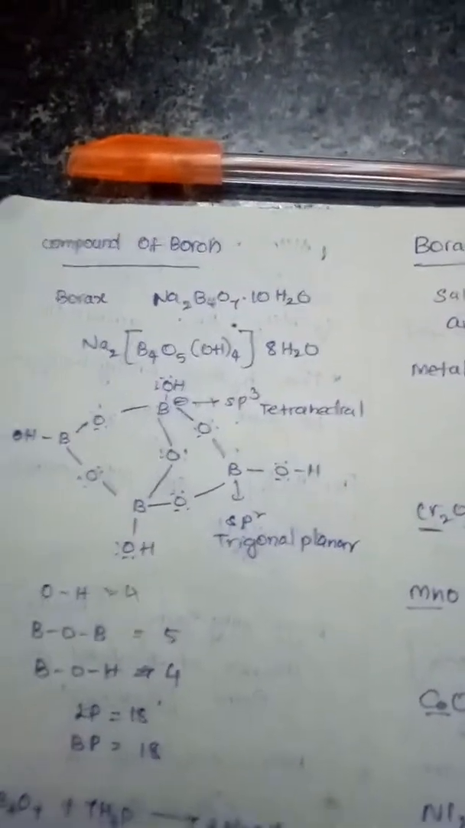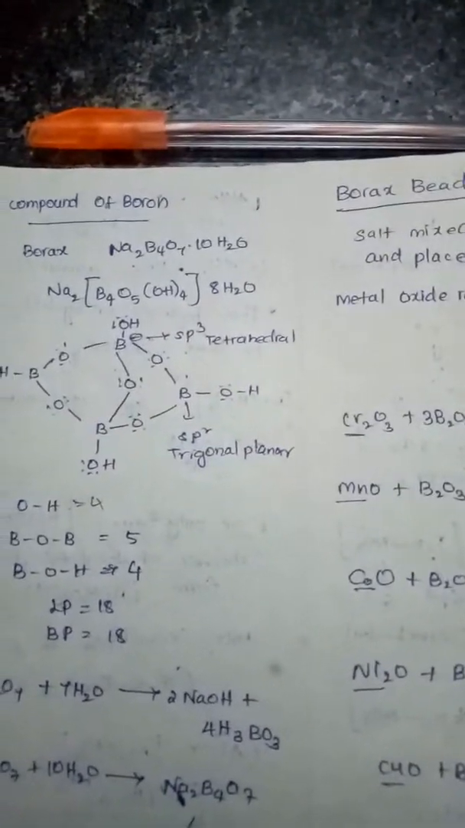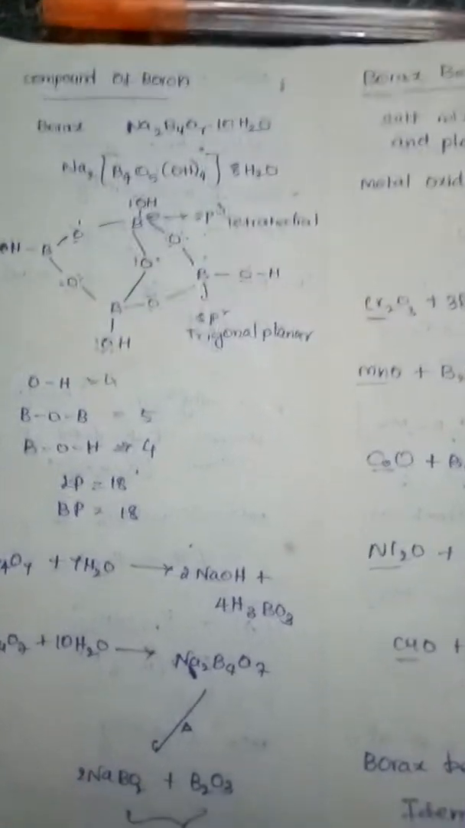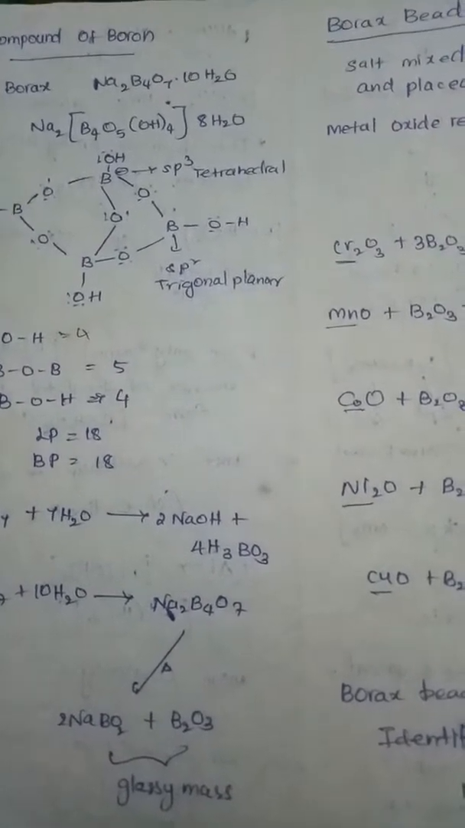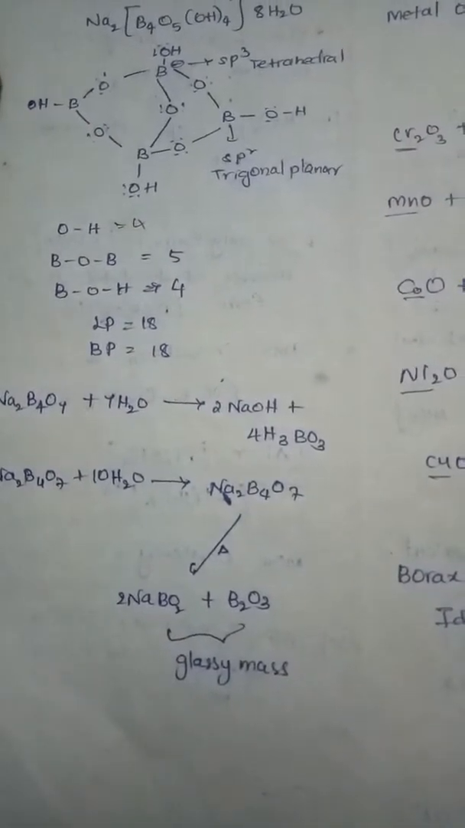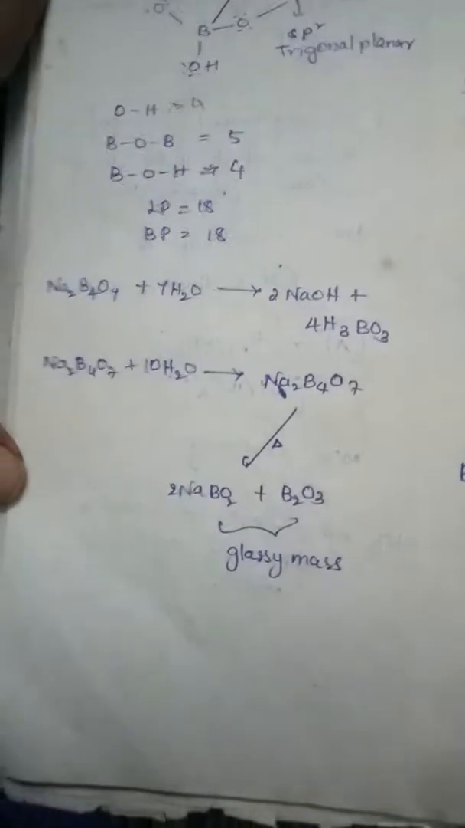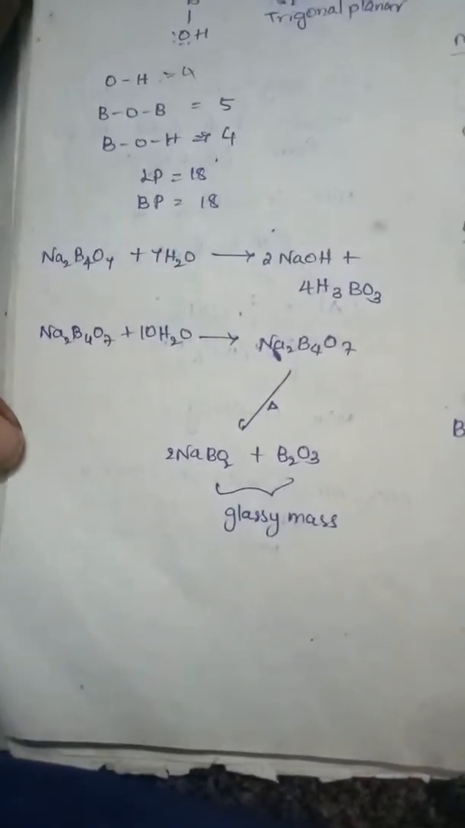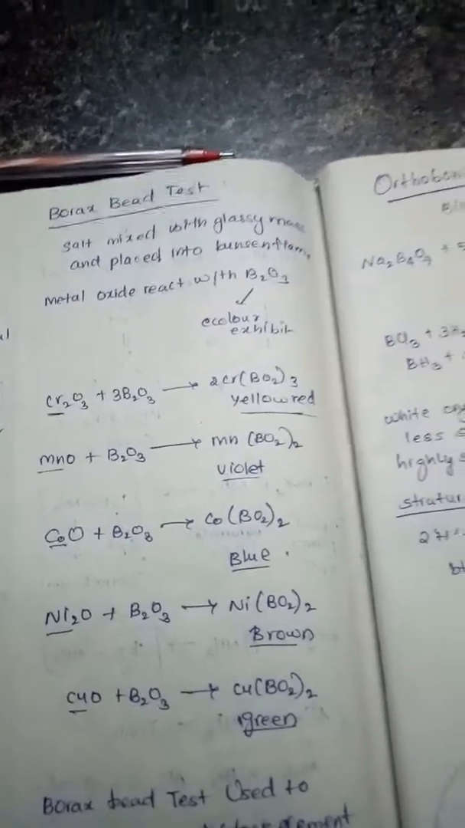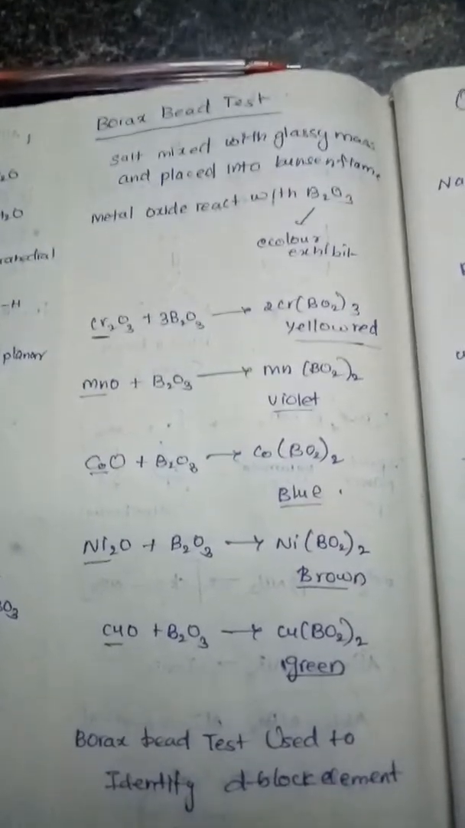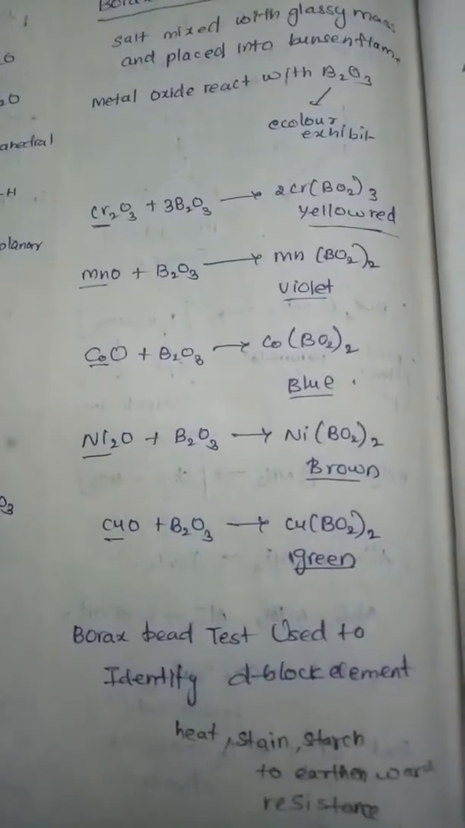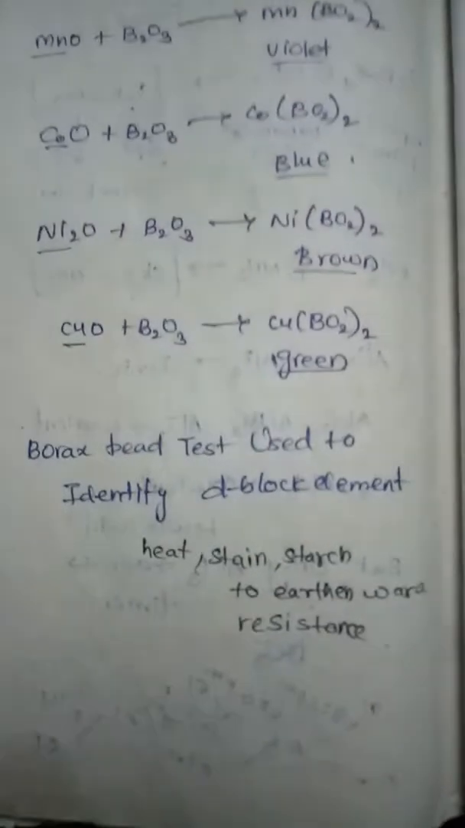And here we have the compounds of boron, that is borax, Na2B4O7.10H2O, in which there are different hybridizations and different structures: sp3 and sp2, tetrahedral and trigonal planar. And here the borax is heated and it forms a glassy mass. And when the borax bead is tested, it exhibits colors with different elements: chromium, green; manganese, violet; cobalt, blue; nickel, brown; copper, green. The borax bead test is used to identify d-block elements.